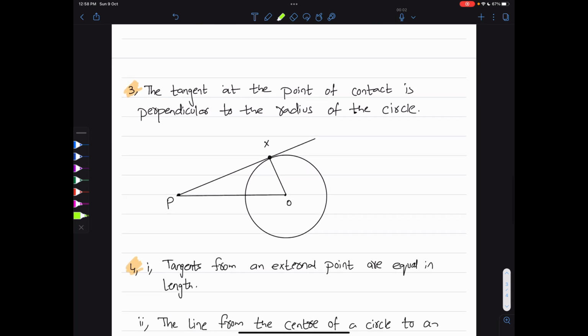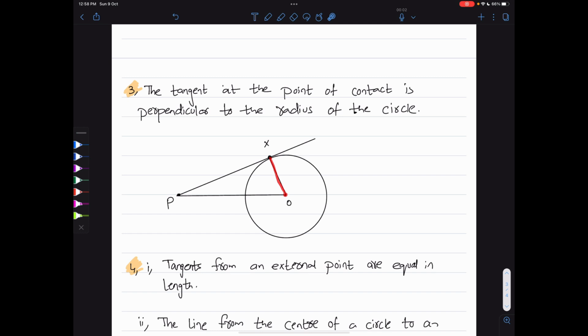The next property is related to the tangent of a circle. If there is an external point P and you draw a tangent line from that external point, it touches the circle at one point. A quick recap: what is a tangent line? A tangent line is a line that touches the circle at one point. Let's say that point is X.